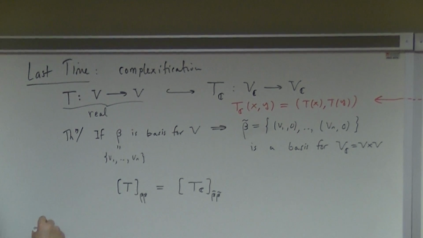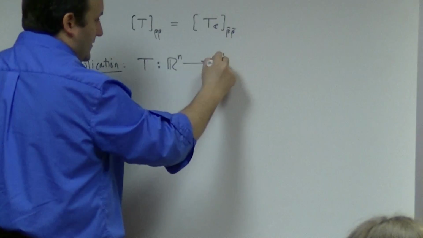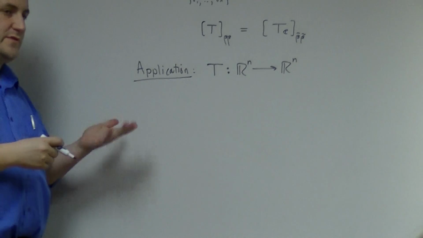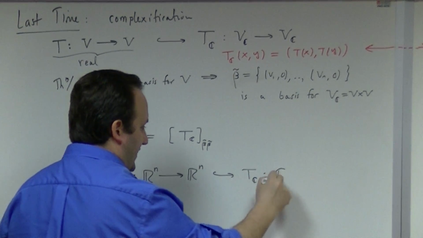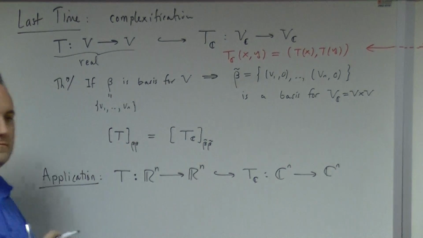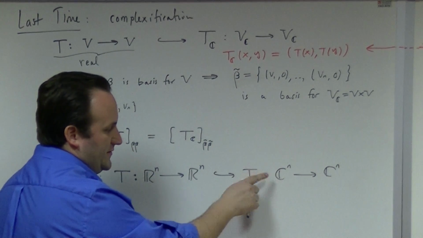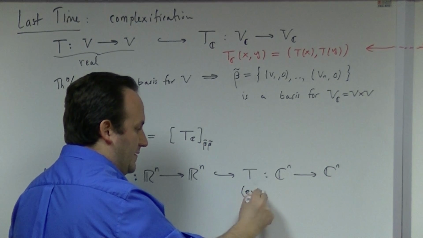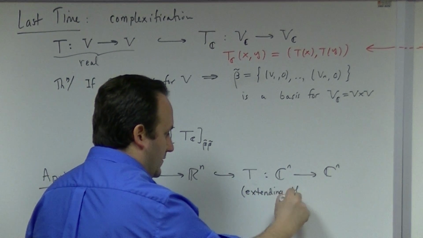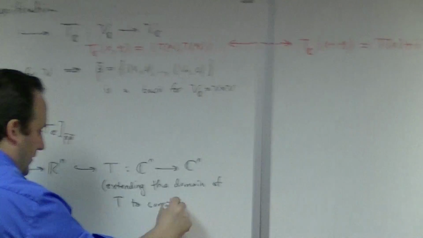Okay, so our main application that we're interested in is a linear transformation T from, say, R^n to R^n. I could do R^m to R^n, but I'm most interested in the square case at the moment. Then this gives you the complexified T going from C^n to C^n. In practice, people don't even write T sub C. They'll just say T like this, and add something in parentheses like extending the domain of T to complex arguments.